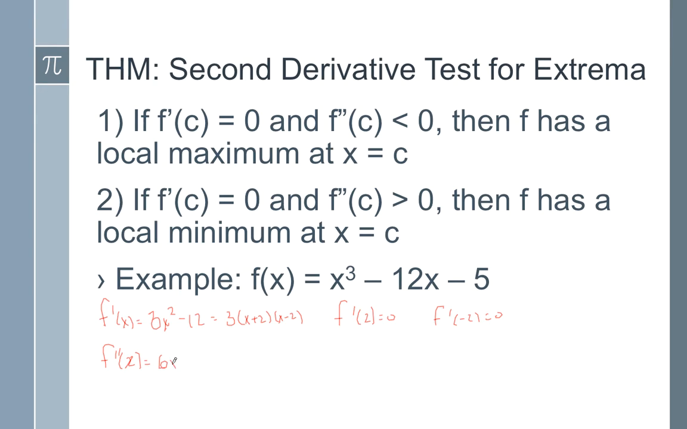Second derivative is just 6x. F double prime of 2 is 12, and f double prime of negative 2 is negative 12. Which means at 2, if we look at this, the derivative is 0 and the second derivative is positive. Then we should have a minimum value.